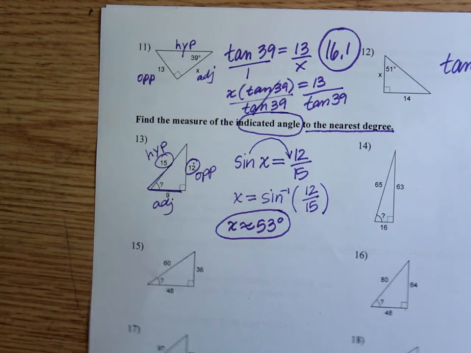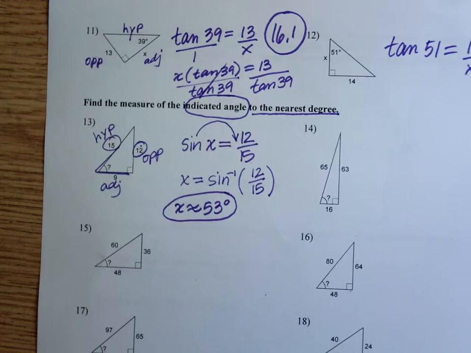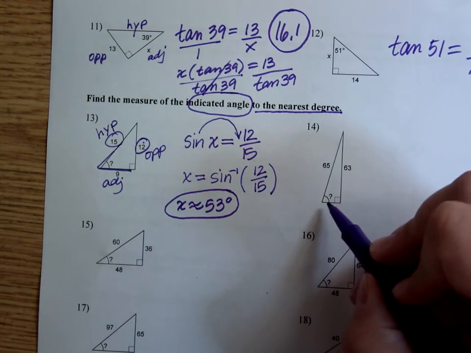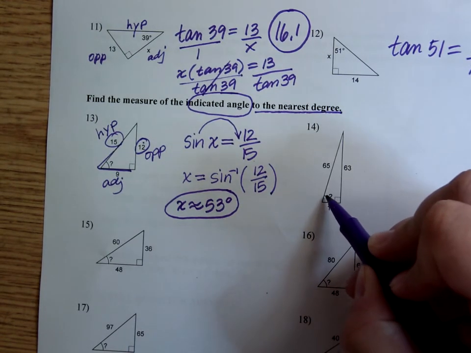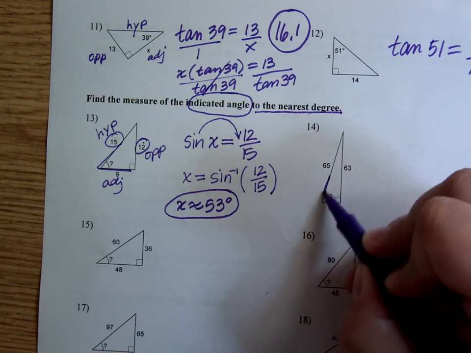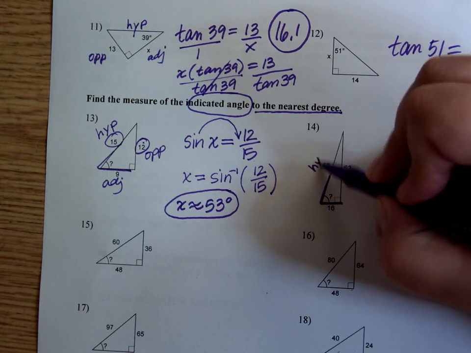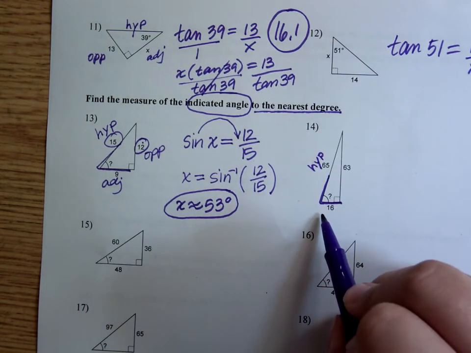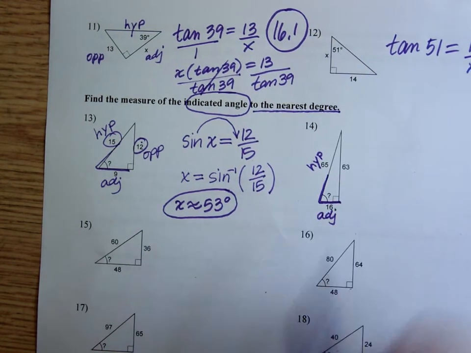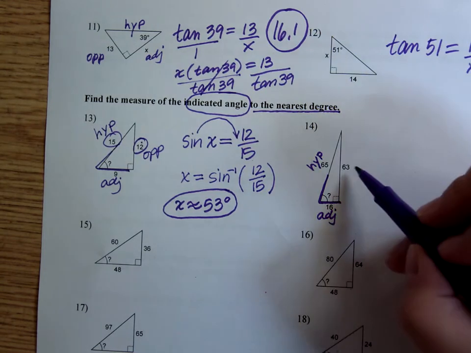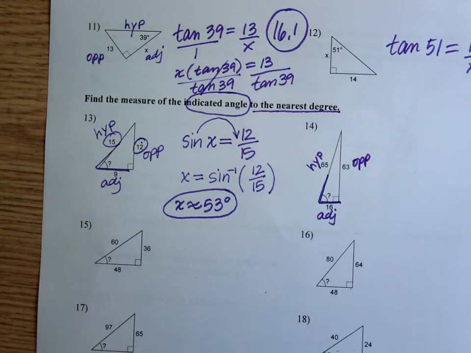Okay, let me do another one. Let's say I'm doing number 14. Okay, for number 14, here's my angle. The 65 is the hypotenuse. The 16 then must be the adjacent, because your angle is always adjacent on one side and hypotenuse on the other side. Opposite is across from the angle.